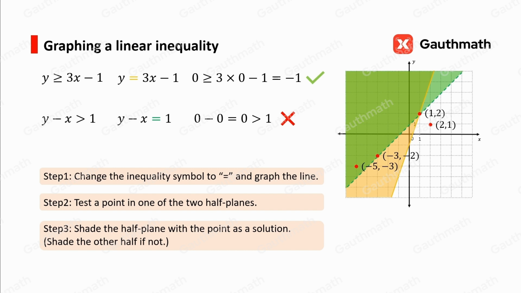Moving to the right, (-3, -2) is on the dashed line, so it's not a solution. Moving further to the right, (1, 2) is on the dashed line as well, so it's not a solution. And the last one on the right, (2, 1), is far off. It's not even close, so that's not a solution. So confirmed, the answer to the question from the previous slide is D, (-5, -3).